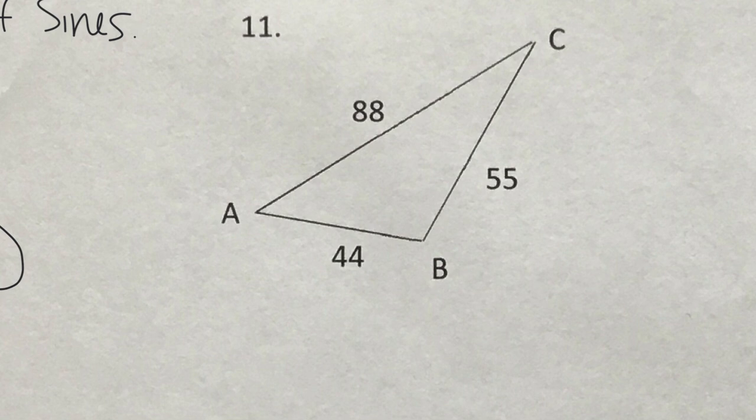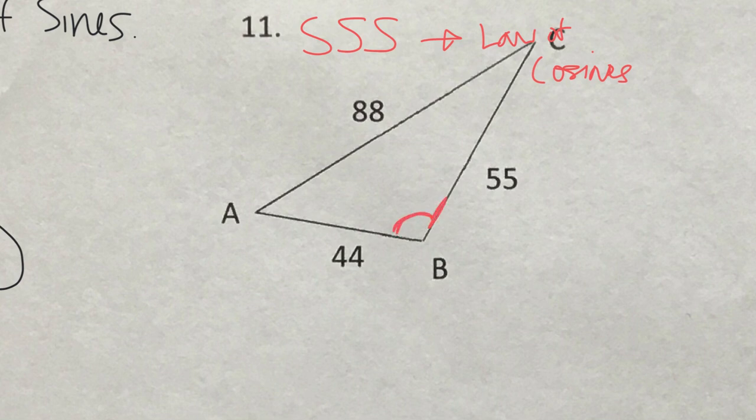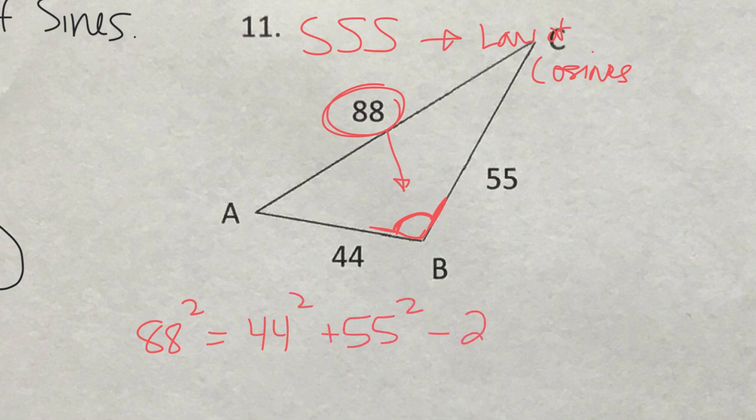Okay, our next one. This is a side, side, side problem. And we find a side, side, side problem by using the law of cosines. The law of cosines involves only one angle. In fact, we're going to find the measure of the largest angle first, and the largest angle is across from the largest side. So here we have the law of cosines. We have 88 squared equals 44 squared plus 55 squared minus 2 times 44 times 55 times the cosine of B.